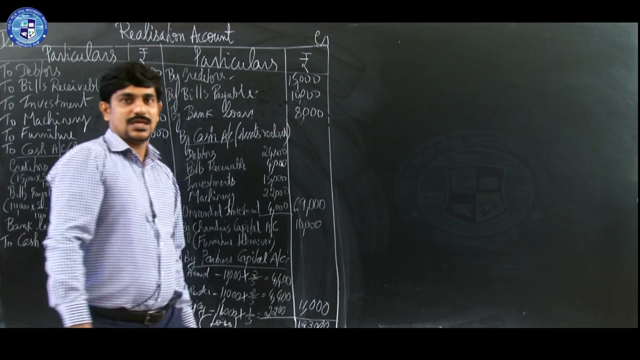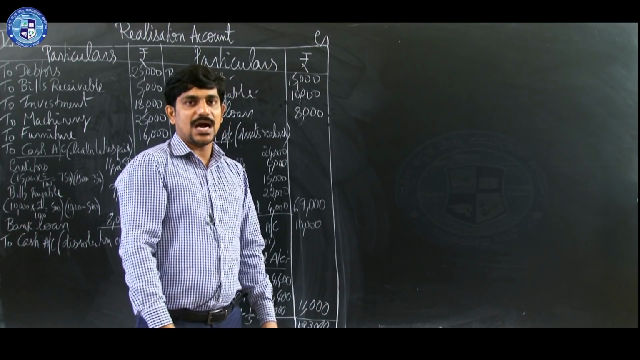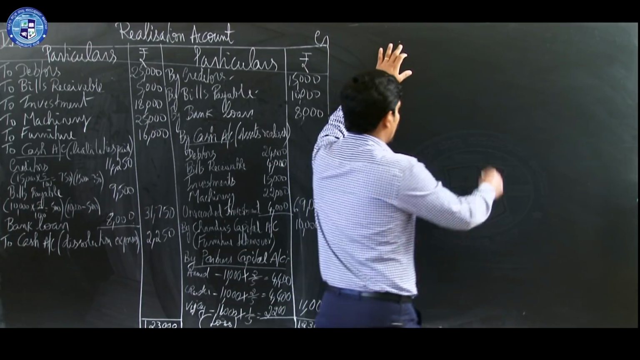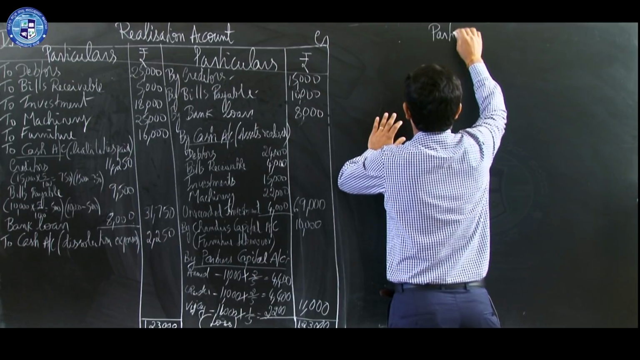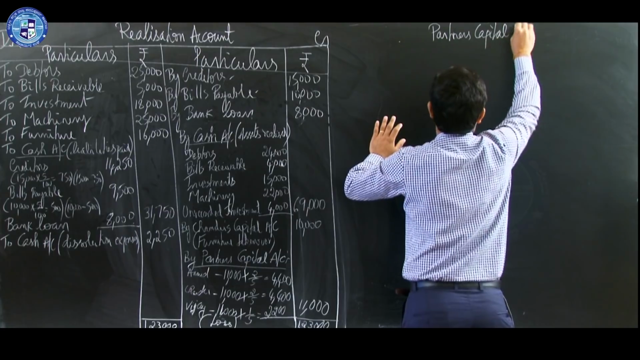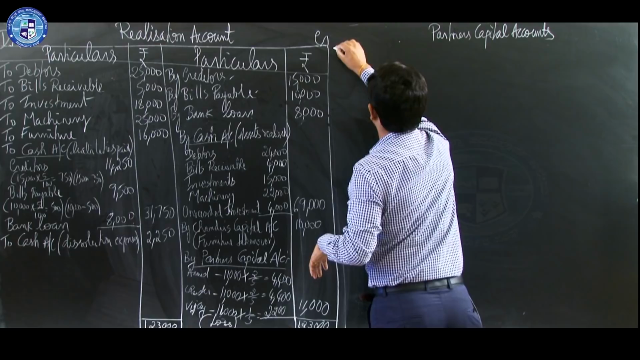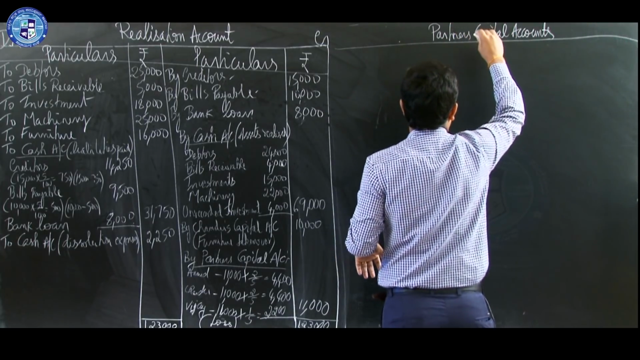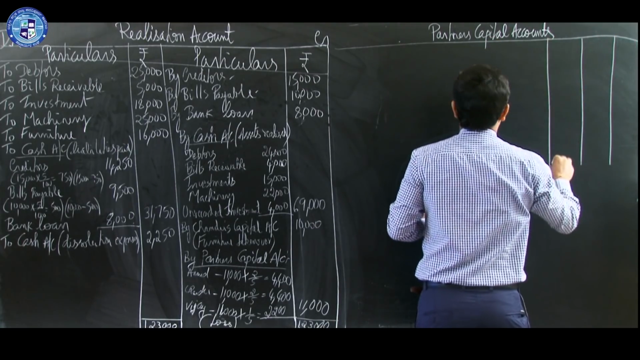Now we have to continue with the other two accounts. After realization, the next one is the partners capital account. Let us prepare the format of the partners capital account. Now tell me how many partners are there here? 3 partners. Anand, Chandu and Vijay. So you need to prepare 3 amount columns.